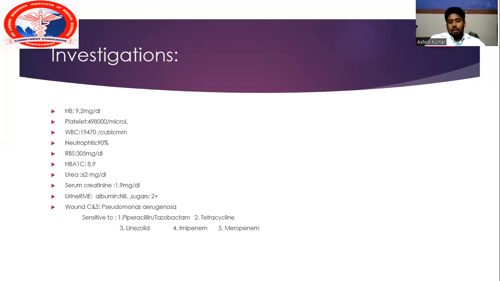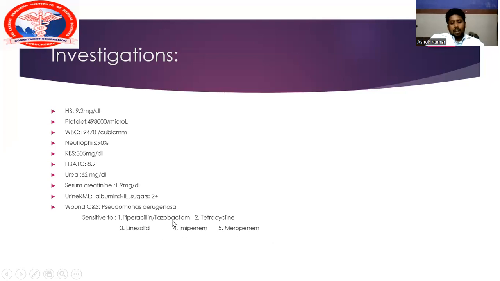And we did the urine protein examination, and there were sugars present, 2 plus in the urine sample. So we did wound culture and sensitivity. Pseudomonas aeruginosa was the organism. It was sensitive to piptaz, tetracycline, linezolid, imipenem, and meropenem.